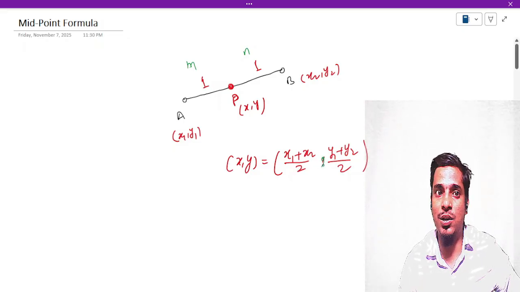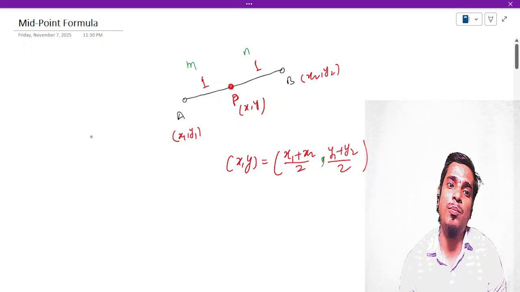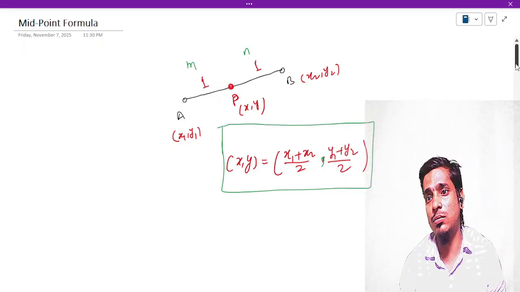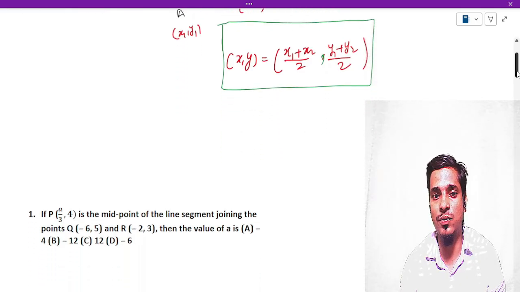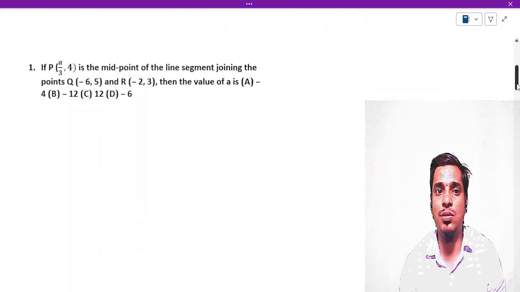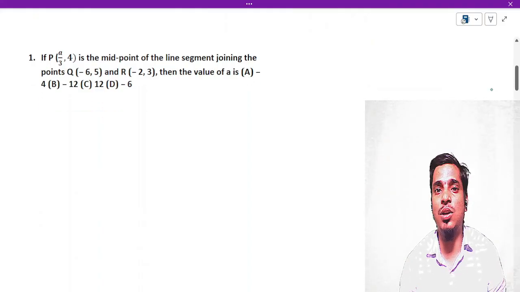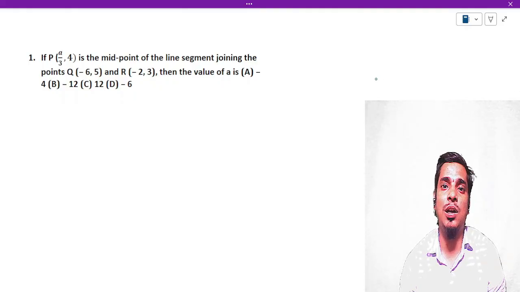Likewise, we have the y coordinate, right? So this is the midpoint formula that we need to use in solving different questions. Okay, so I have a collection of questions over here. So the very first question that is on the screen, try to solve this fast and comment on your answer.